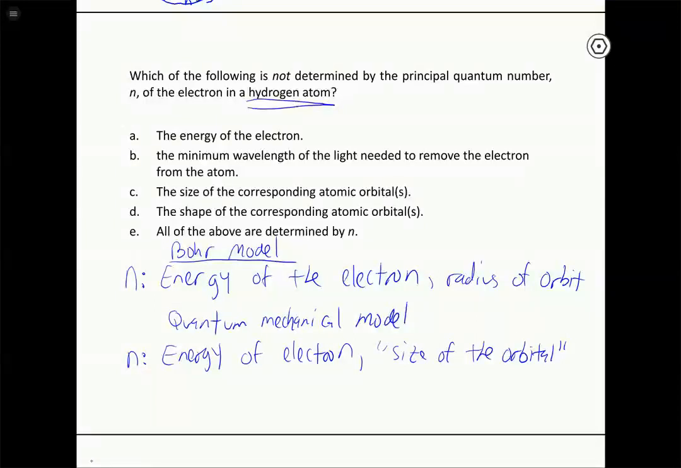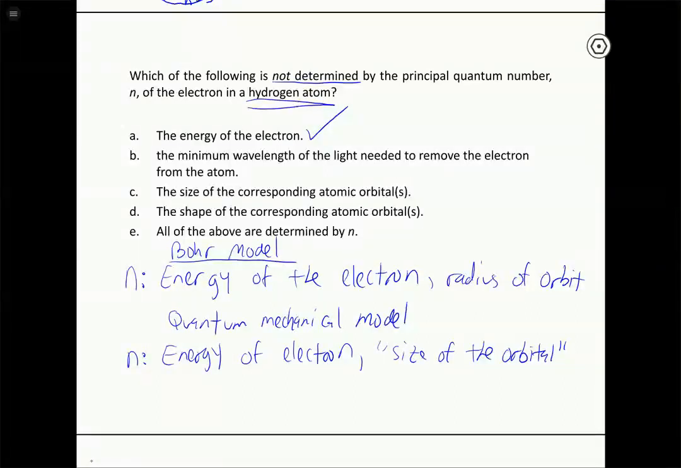So really, whether you're talking about the Bohr model or the quantum mechanical model, the value of n tells you roughly the same thing in both cases, or at least qualitatively it does, which is the energy of the electron is determined by n for a hydrogen atom, and then the distance of the electron from the nucleus is determined also by the value of n. All right, so let's look at these answer choices. We're looking for the one that is not determined by n. So the energy of the electron is going to be determined by n, as we just said.